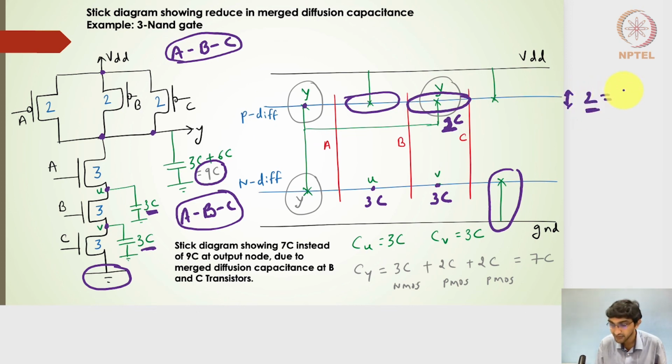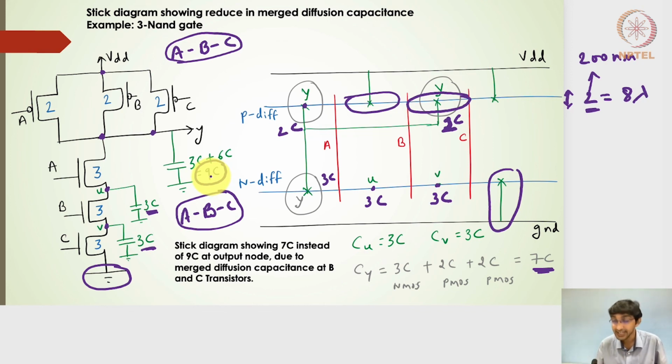So that means I will have 8 lambda scaling. The scaling of 2 implies that it is 200 nanometers, not 100 nanometers. 100 nanometers will give me a capacitance of 1C, and 200 nanometers will give me a capacitance of 2C for one diffusion. Since B and C are merged, I will get only one 2C capacitance, and A will give me one 2C capacitance. So the total capacitance coming from the PMOS side is 2C and then 2C, and on the NMOS side it is 3C. The total capacitance turns out to be 7C here, rather than the 9C capacitance that we have been using.